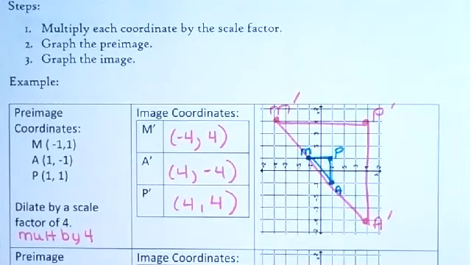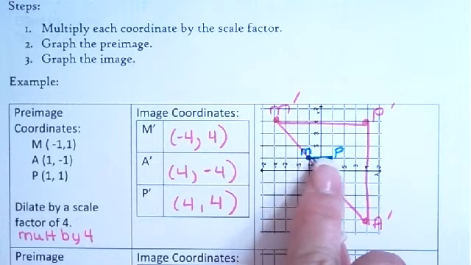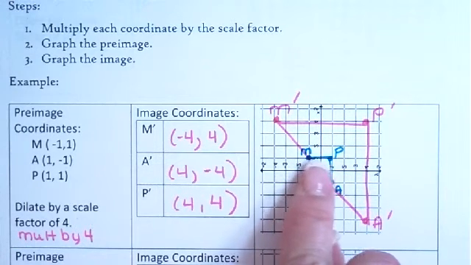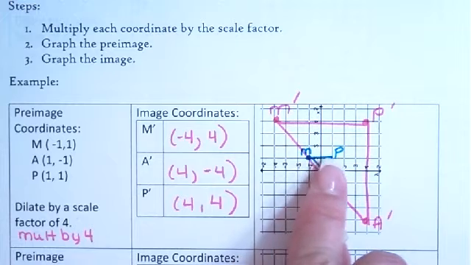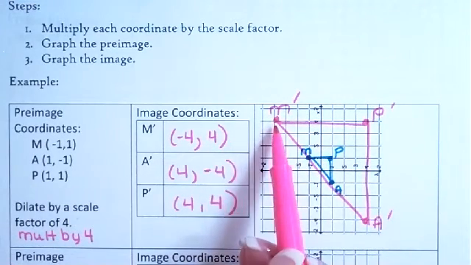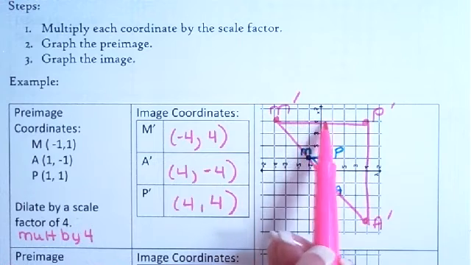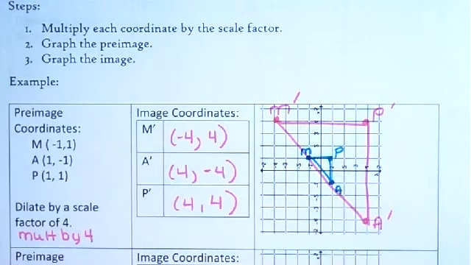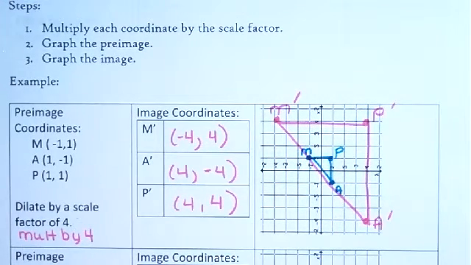Now, if I look, I do see it. My new triangle is 4 times taller and 4 times wider. I can just double check my work to make sure that's true. Like, look right here at MP. The length of that side of that triangle is 2 units long. But look at M prime, P prime. It is 1, 2, 3, 4, 5, 6, 7, 8 units long. Well, 2 times my 4 makes 8. So I did make it 4 times bigger.